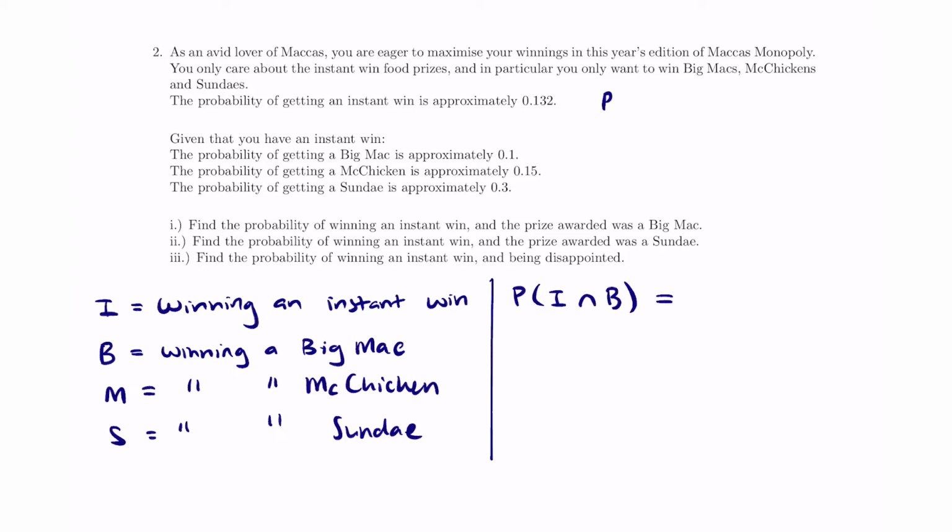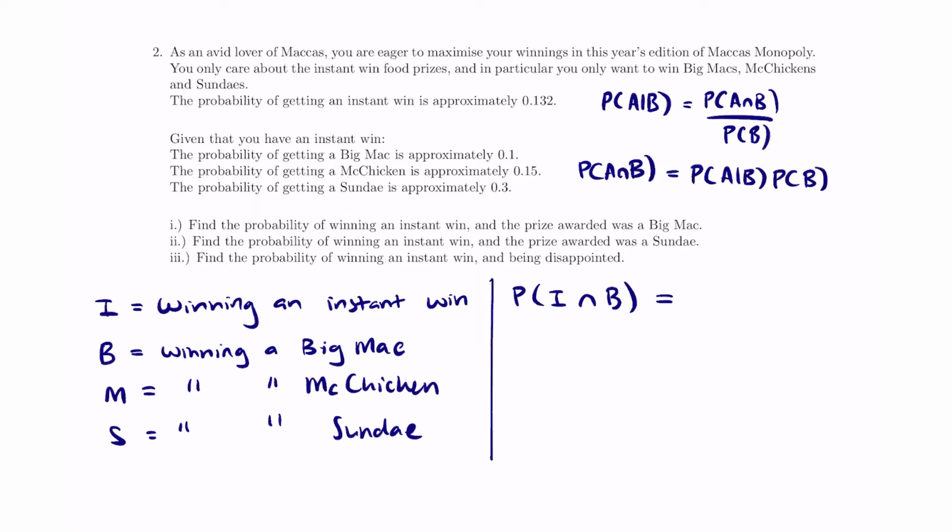So if you remember, if we have the probability of A given B, it's the same as the probability of A and B over the probability of B. We're wanting to rearrange for this part here, and so if you revisit what I did at the start, the probability of A and B is given as the probability of A given B multiplied by the probability of B. So if we apply the same concept here, the probability of I intersect B is the same as the probability of I given B multiplied by the probability of B.